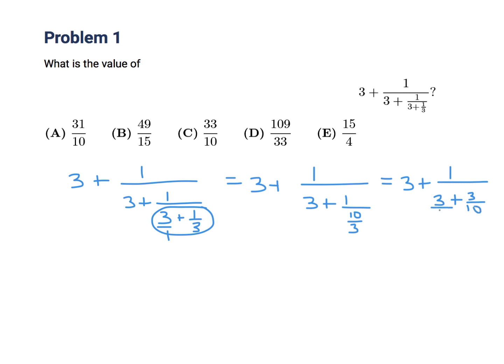You just invert. And then we add that fraction, and we get 10 times top and bottom, so 33 over 10. And then this just becomes 3 plus 10 over 33, since you just invert it. And then now we get top and bottom 33, so it'll be 99 plus 10, so 109. 109 over 33 would be the answer, and that is D.